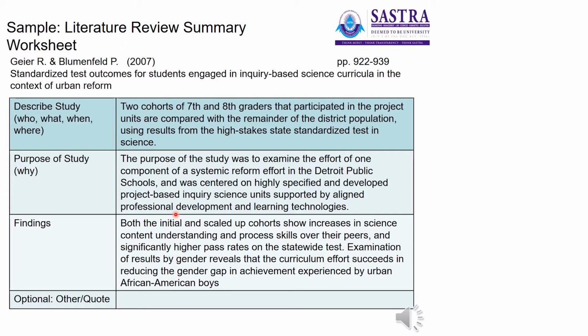Next, we talk about capturing the findings from earlier research articles. When you record that information, here both the initial and scaled up cohorts show increase in science content understanding and process skills over their peers and significantly higher pass rates on the statewide test. Examination of results by gender reveals that the curriculum efforts succeeded in reducing the gender gap in achievement experienced by urban African American boys. So see, if I run this finding information through any plagiarism tool like Turnitin, it won't capture me.